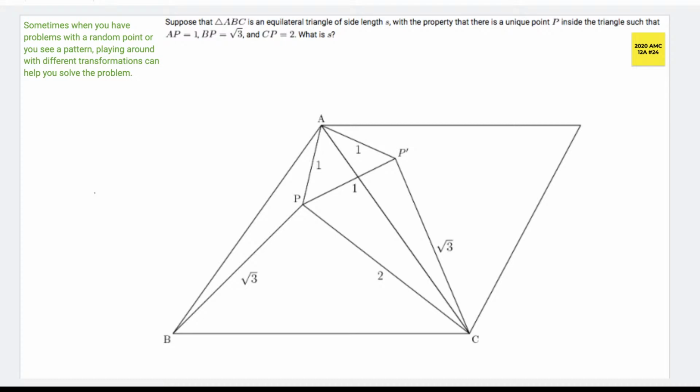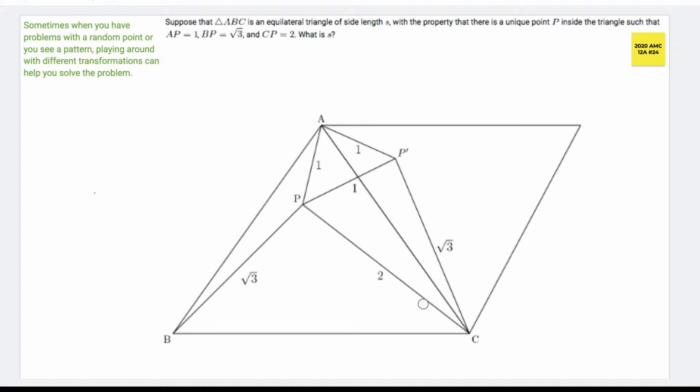So sometimes when you have a very complicated figure, you can actually find the answer by transforming the figure, which means rotating it, reflecting it, and other different transformations. And this problem is a very good example of that. So it says that ABC is an equilateral triangle with a side length of S, with the property that there is a unique point P inside the triangle such that AP equals 1, BP equals square root of 3, and CP equals 2.